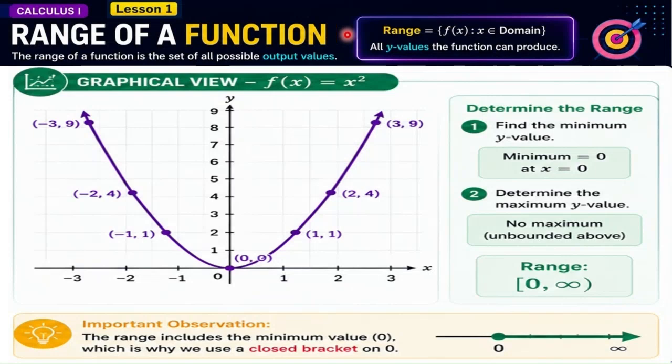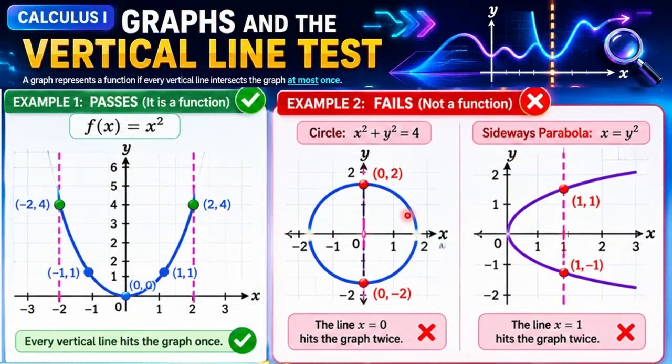In addition to the domain, every function has a range. The range is the set of all possible output values produced by the function. Consider the function x squared. Regardless of the value of x, its square is always non-negative. The smallest output is 0, which occurs when x equals 0. Therefore, the range consists of all real numbers greater than or equal to 0. Finding the range is often more challenging than finding the domain, but it is equally important.